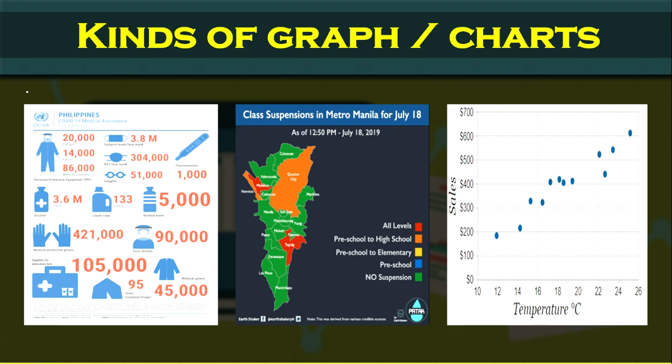So for example, plotting the relationship between the temperature and the ice cream sales. If the temperature is increasing, how about the sales of ice cream? As you can see, you can identify the relationship between the temperature and the sales of ice cream. And also, the relationship between the number of hours you studied and the exam scores. You can identify its relationship.